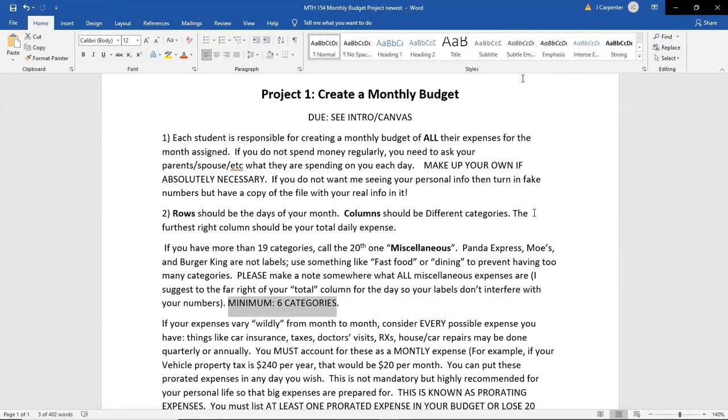So again, for the categories, you can combine some things. We've kind of talked about that food. You can expand some things. It's up to you how specific or non-specific you want to be, as long as you have at least 6 categories. Now, categories can be lots of different things besides food and rent. You have medical expenses, you have vehicle expenses. You could break down the vehicle expenses into multiple categories. You have insurances. I said medical stuff already.